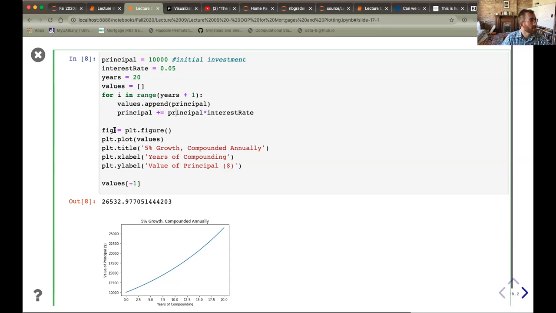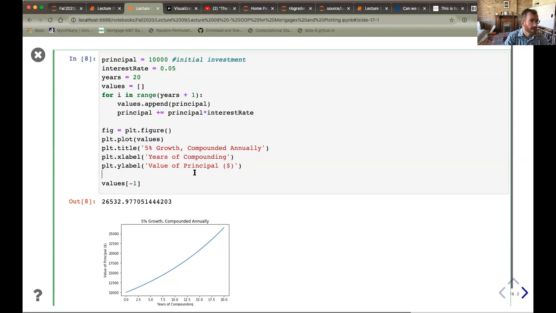All right, so I create my figure object, fig, and then I invoke all these methods from the plot class, which is really matplotlib. I tell it to plot the values. And I get to modify some of the attributes of my plotting object, like its title, just by feeding it a string. And then I can also modify the x-axis label and the y-axis label.